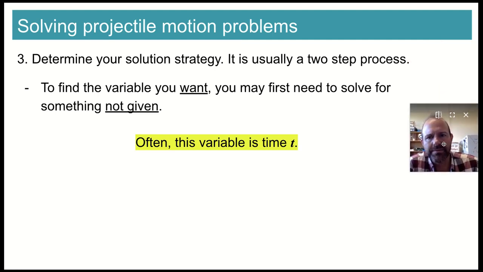So how do we solve these problems? Well, the solution strategy is usually a two-step process. To find the variable you want, you usually need to solve for something not given, which is often the time in either the x or the y, and then translate that over to the other side.